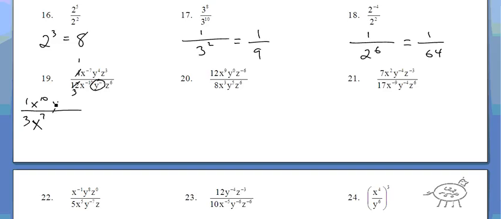y to the 11th. And the z's, we could battle now if you want and just say the bottom wins by 3. That's fine. Okay, because we still have to battle though, I'm going to get rid of this 1 because I don't need it. And I have a battle between the x's, and the north wins by 3. So x cubed, y to the 11th over 3z cubed.